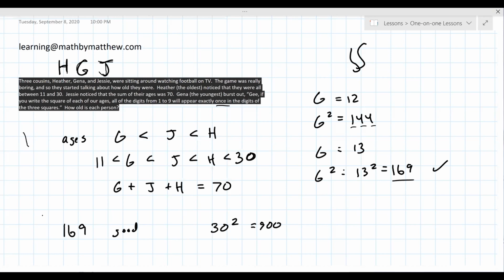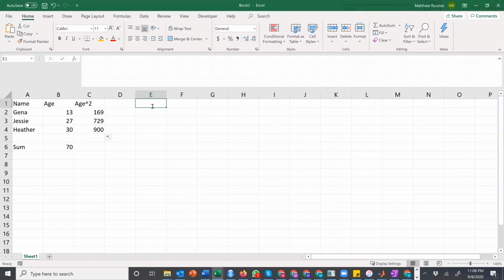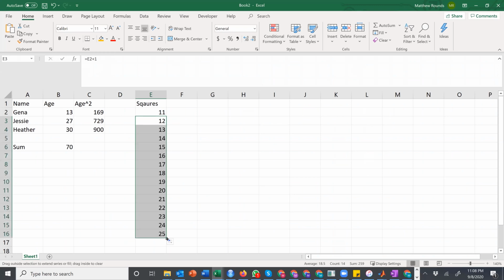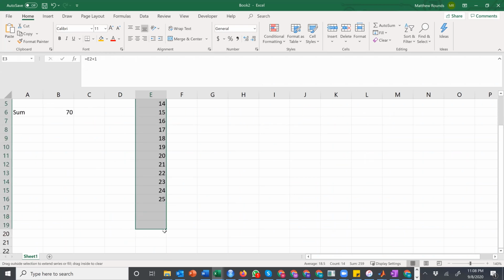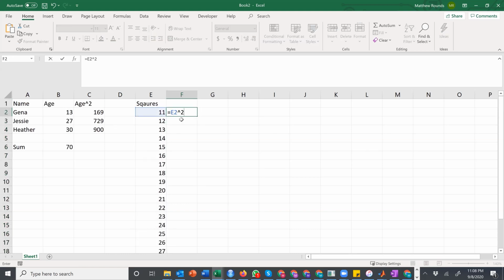So we're going to go back to the Excel thing here. Do you still see the same thing here? I see the Excel thing. Okay, great. So we're going to start with 11, and we're going to go up by 1 all the way to 30. And what I'm going to do here is square each of these numbers. And if there's a duplicate, like this one is a duplicate, we know that this is bad.